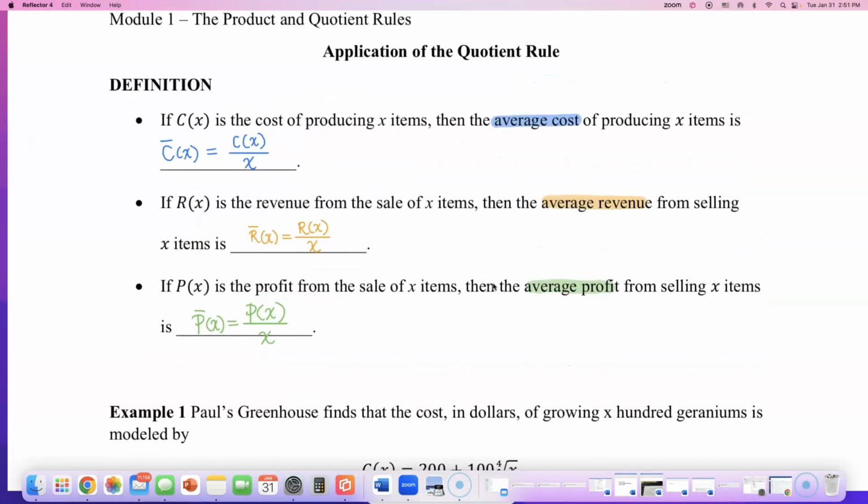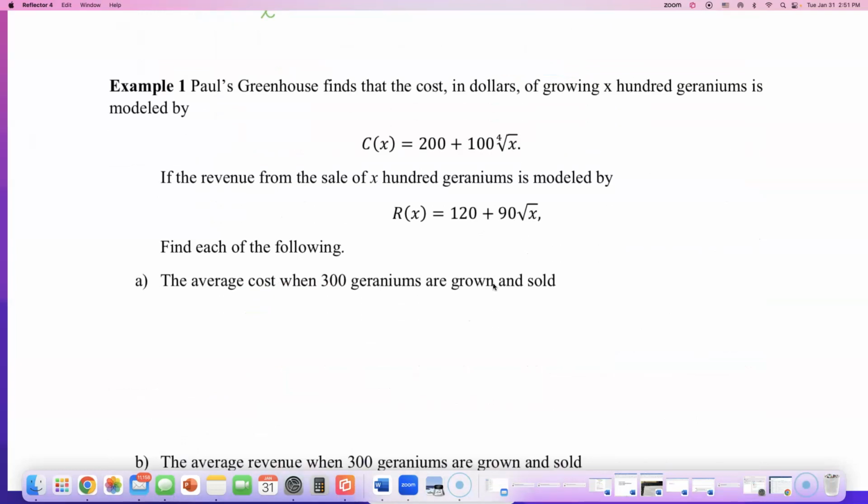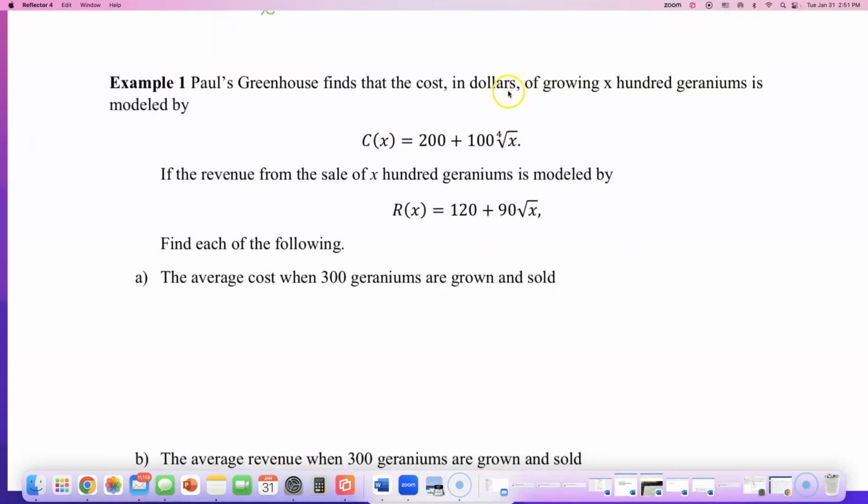Let's do an example of this. Paul's greenhouse finds that the cost in dollars of growing X hundred geraniums is modeled by this function. So they gave us the cost function. And they also are giving us the revenue function, which is the revenue from the sale of X hundred geraniums. They give us this equation, and they want us to find the following. First, find the average cost when 300 geraniums are grown and sold.